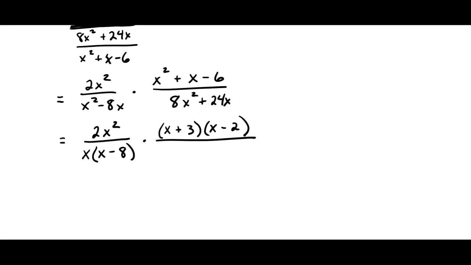And then in the denominator, again, there's a greatest common factor. So we're going to take out 8x, and we'll have left x plus 3. And you can check these by multiplying them back out to make sure they're the original numerators and denominators. Okay, so now what can we cancel? So this will be kind of an interesting one.